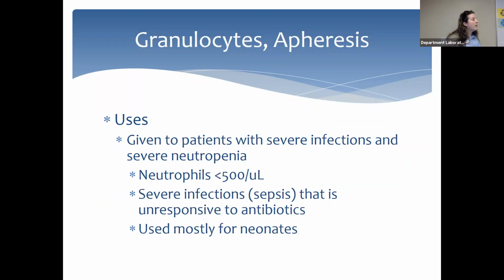With the use of antibiotics, you will not see granulocytes very often. In my experience in blood bank here at UAMS, I had 2 granulocytes in 5 years. All right, so you won't see granulocytes very often. But if a granulocyte is ordered, it will probably be due to a patient that is severely septic and is not responding to antibiotics. All right, so we can give them some granulocytes to help fight off that infection. Usually your patients are going to have a very low neutrophil count, less than 500 per microliter. Sometimes they might even do it in neonates, for babies.